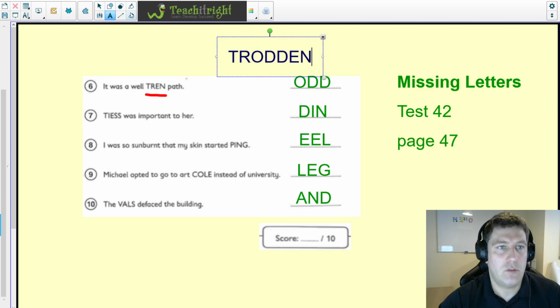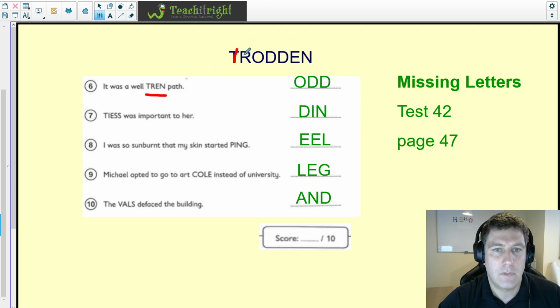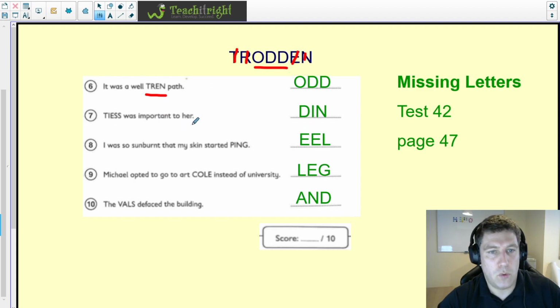So again, if we cross out the letters that we were given, a T, an R, an E and a D, we're left with the word odd. Something was important to her. Okay, so what could this be? What do we think this would be?